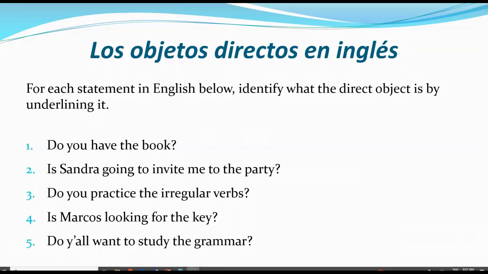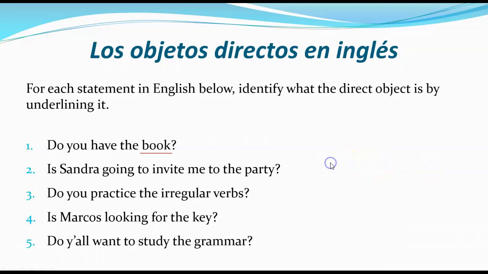Okay, hopefully you stopped the video and underlined the question. So we're going to go through and figure out what is the direct object in each of these. A direct object is going to answer the questions who or what is the object of the verb. So do you have the book? Think to yourself, what do you have? So it's the book.